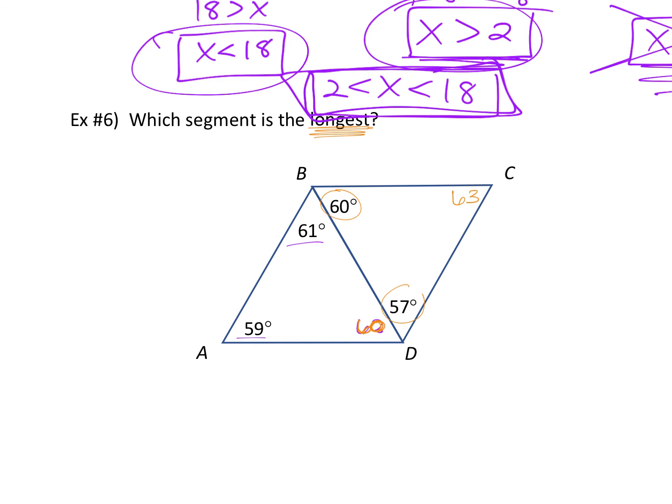Okay, look at the triangle on the bottom left. Here, here, and here. Which segment is longest? AD, across from the 61. Okay, so in the left triangle, AD is the longest. Now look at the right triangle. Which side is the longest? BD, across from the biggest angle, is the biggest side, right?